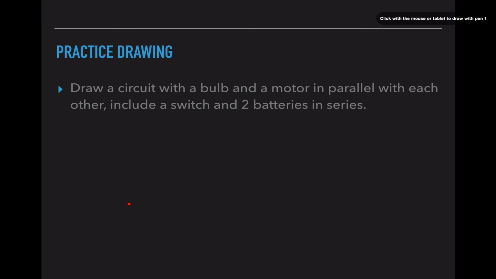Now we're going to draw a little bit more advanced of a circuit. Draw a circuit with a bulb and a motor in parallel with each other, a switch and 2 batteries in series. So I'm going to draw the switch and the battery first. So it didn't say open or close, so I'm just going to make it open so we can see it. Tall, short, those are my 2 batteries.